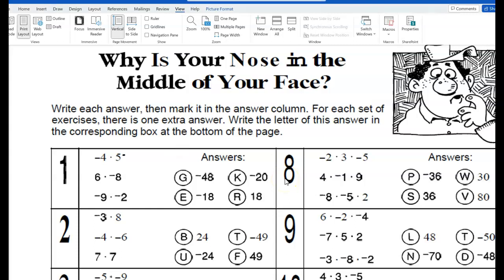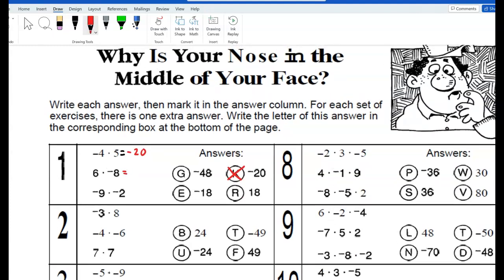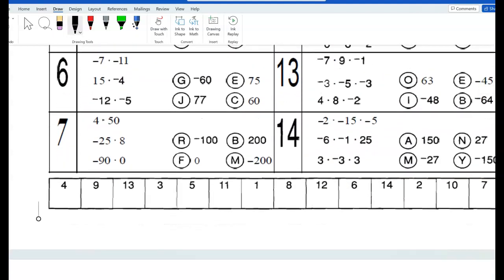So number 1, for instance, negative 4 times 5, that's 1 negative, right? So that is negative 20. That means K is used. 6 times negative 8, that's 1 negative, so that's negative 48, so that's out. And then negative 9 times negative 2, those are 2 negatives, so my answer is positive R. Notice how they put negative 18 there too to try and trick you. So E is not used, so down on 1, you put E.